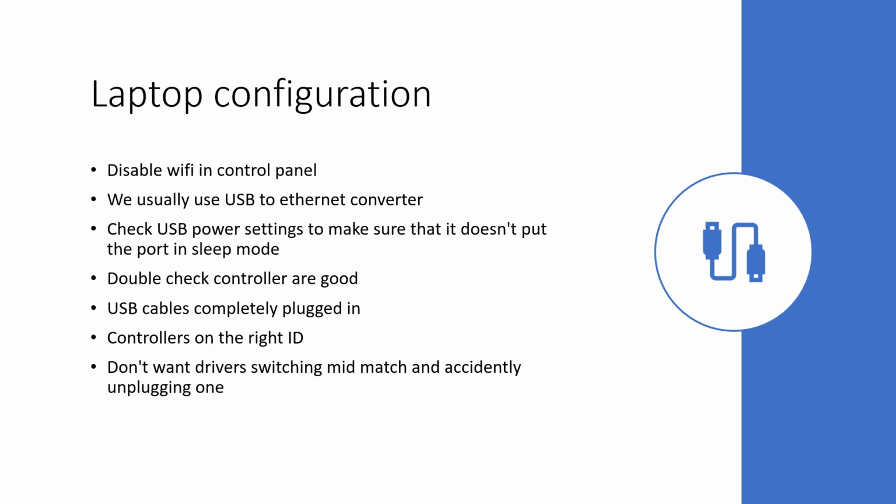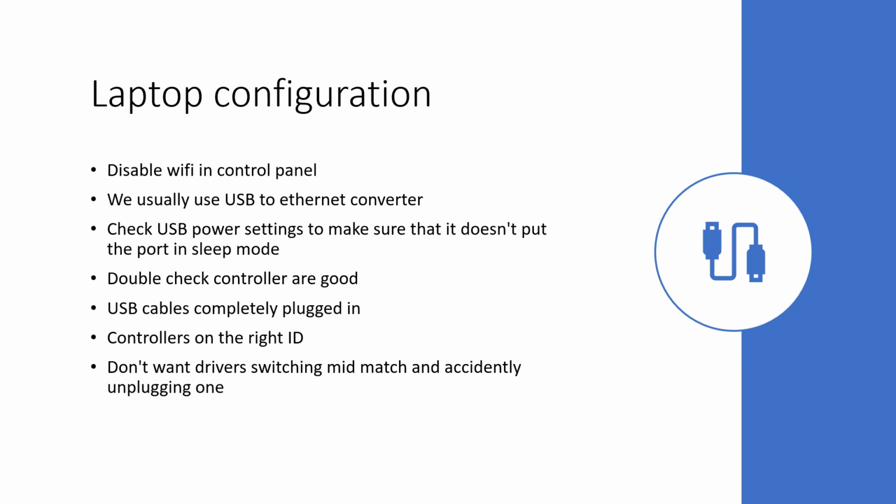First things to start off with are the configurations for your laptops. This includes your drive laptop and your programming laptop. Now you're going to want to disable Wi-Fi in the control panel on both of them, not just turning Wi-Fi off or airplane mode. You actually go in the control panel in the network settings and completely disable Wi-Fi.